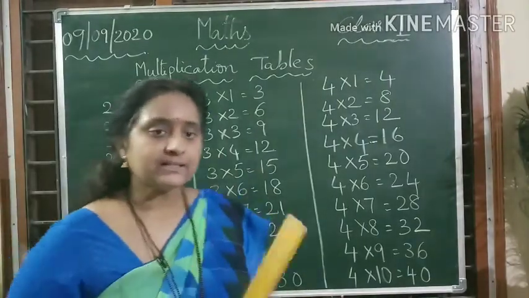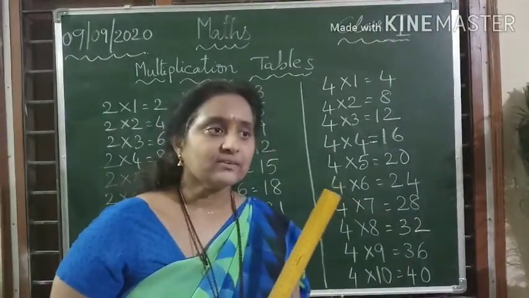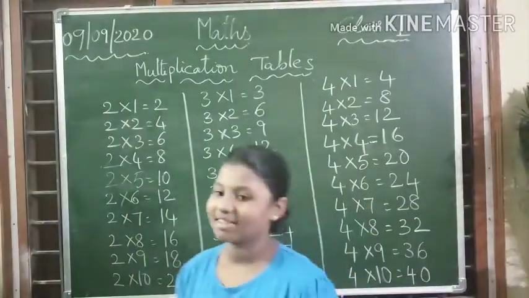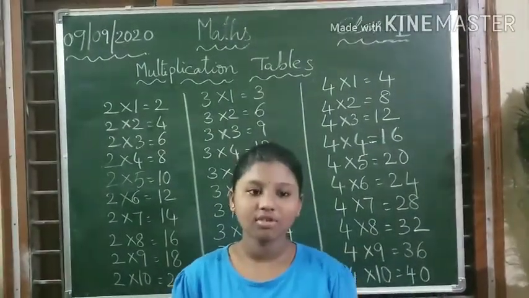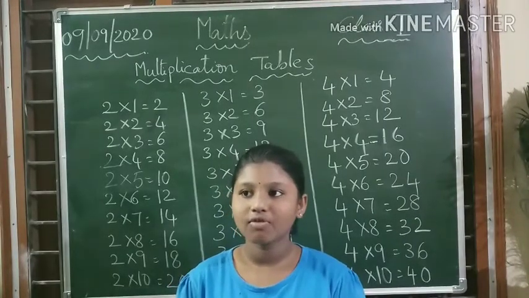You already learned these tables. Yes. Good. Who wants to say without seeing? Come, Sai. Without seeing, we have to say the 2 table and the 3 table. 2 twos are 4. 2 threes are 6. 2 fours are 8. 2 fives are 10.